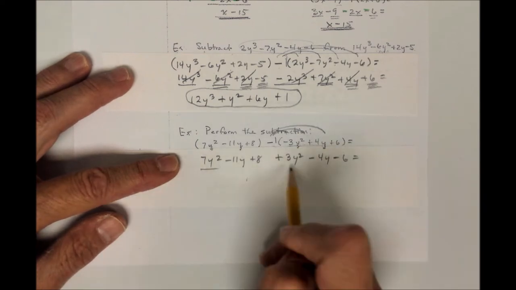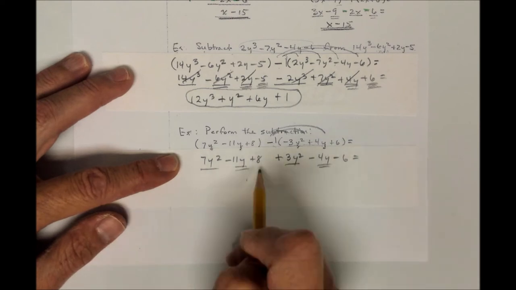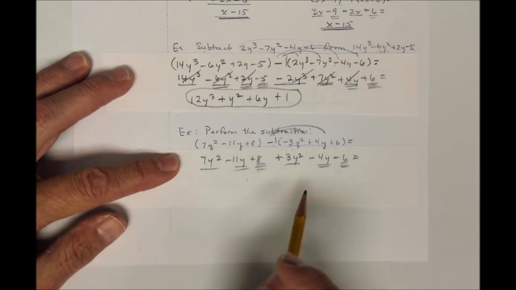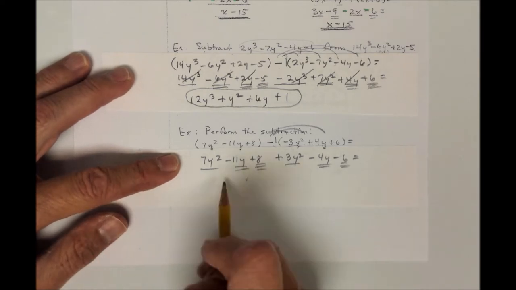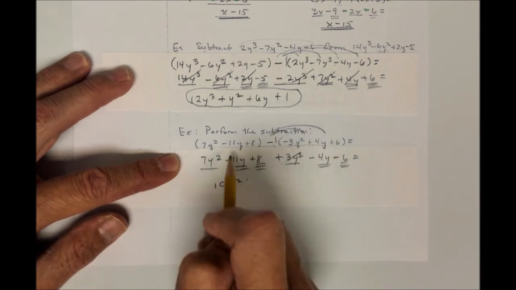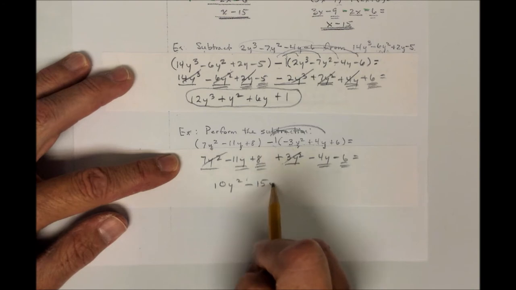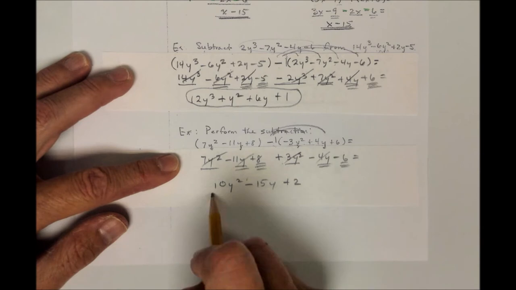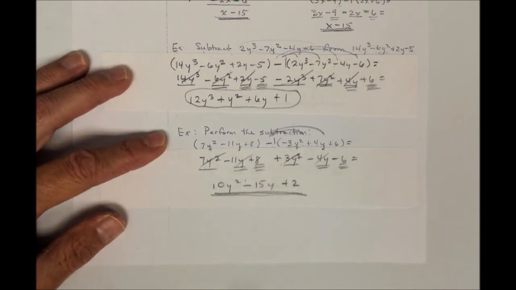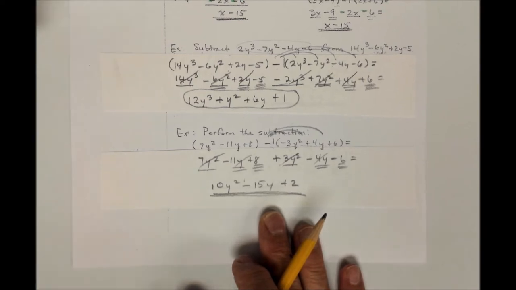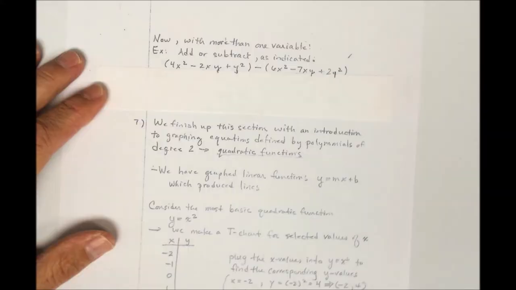Look for those like terms. If you don't have any like terms, just be careful with your terms as far as their degree, because you probably want to write it in descending degree or descending order. So this is going to be 10y squared minus 15y. And a plus 8 and a minus 6 is a plus 2. And there's my answer. Okay. Now, be careful, again, especially if they try to double cross you by throwing something in maybe with extra variables. And I got one more example for you here.